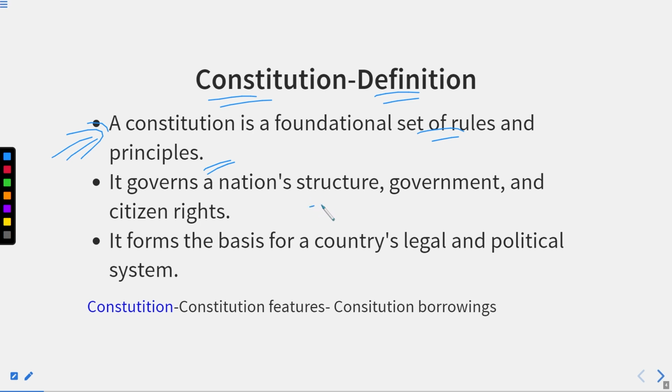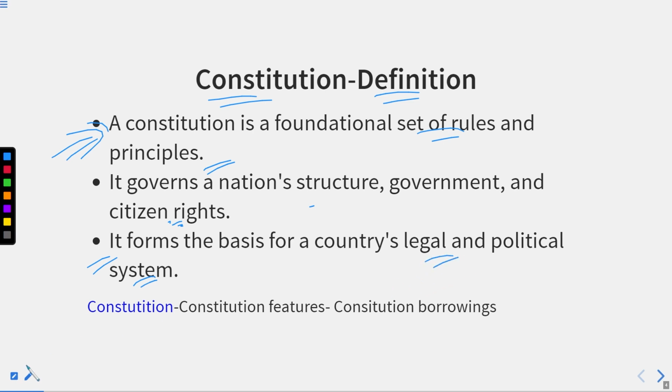Whenever the government, governance, or any legal authority in India is going to do anything, they are basically following the principles which are already mentioned in the constitution. But the only difference is how they are performing it. It forms the basis for a country's legal and political system. Political means how the government will take actions. What do you mean by legal?